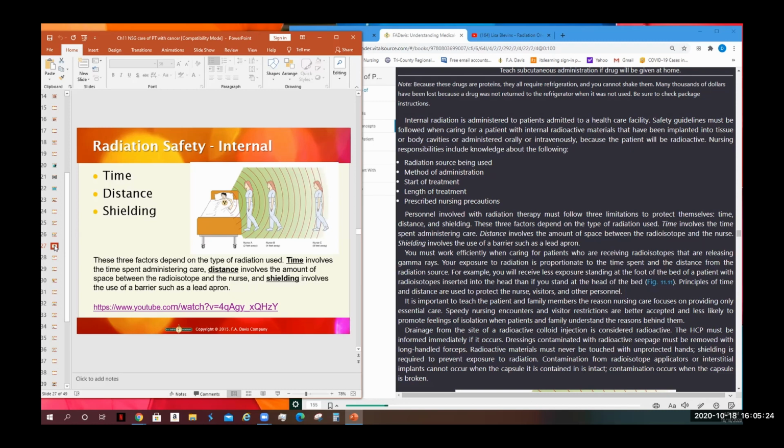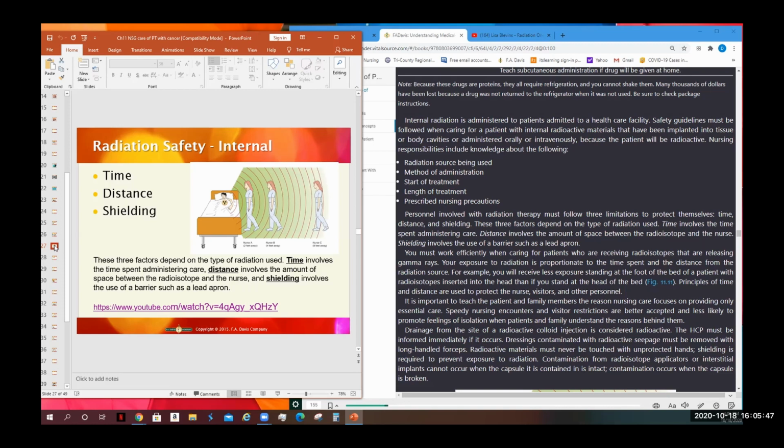It is important to teach the patient and family members the reason nursing care focuses on providing only essential care. Speedy nursing encounters and visitor restrictions are better accepted and less likely to promote feelings of isolation when the patient and family understand the reasons behind them.